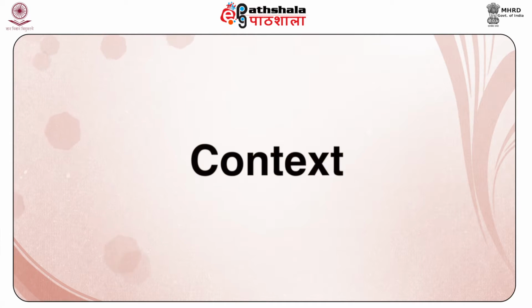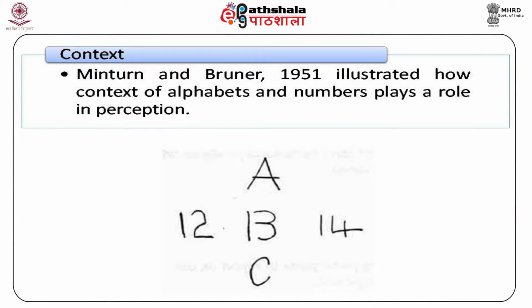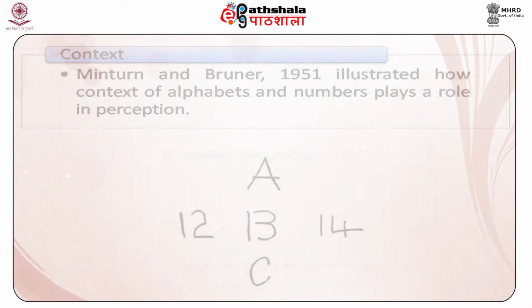Next would be the context. Bruner in 1951 illustrated how the context of alphabets and numbers plays a very important role in your perception. By showing the participants an ambiguous figure of 13 in the context of letters or numbers, the physical stimulus 13 is the same in each case, but it is perceived in a different way because of the influence of the context in which it appears, which you can also see in the figure.